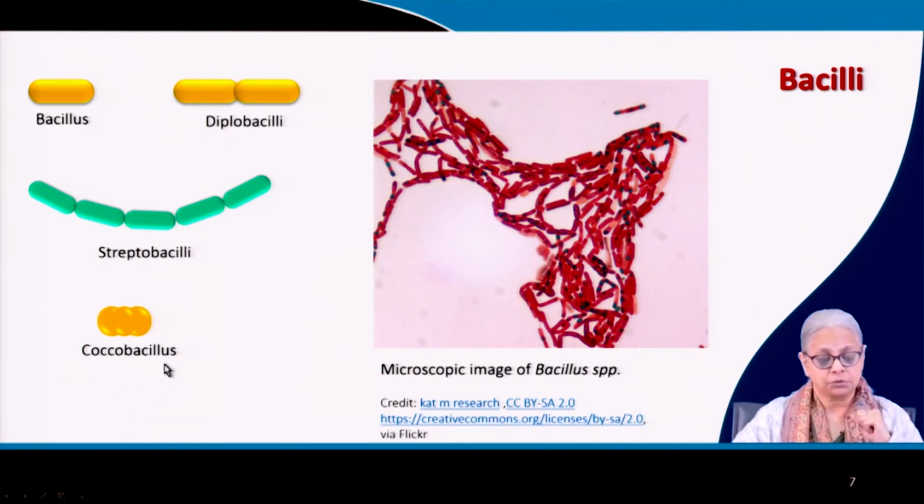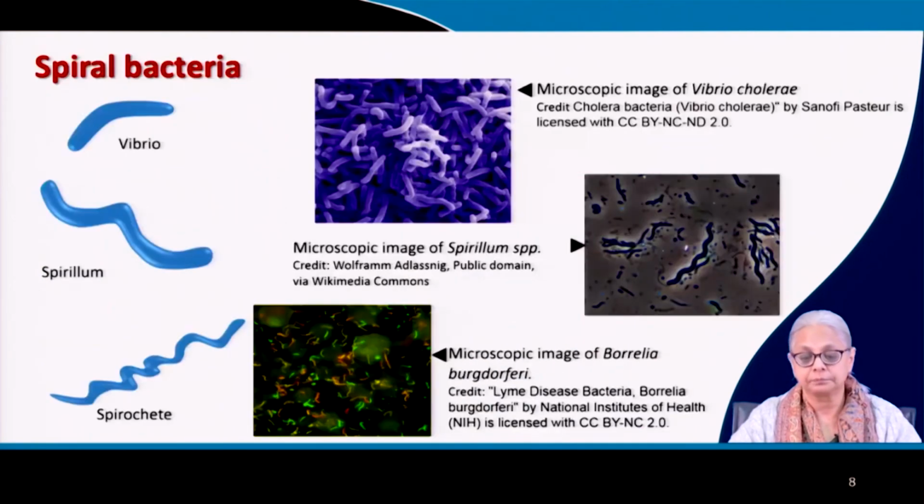And coccobacilli are slightly different. They are not so elongated. So they are more like a spherical shape but slightly oblong, almost like an egg shape. So these are coccobacillus organisms.